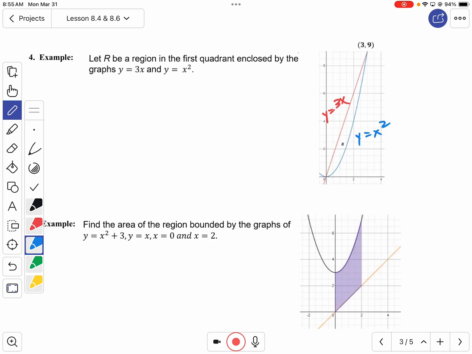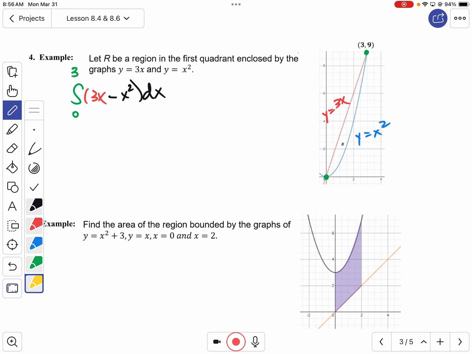All right. Where do these two graphs intersect? 0 and 3. Okay. Those are going to be our boundaries. So we're going to do the integral from 0 to 3. Right? Which function's dominant? 3x minus x squared dx. And then we're going to integrate. Okay, that is the setup.